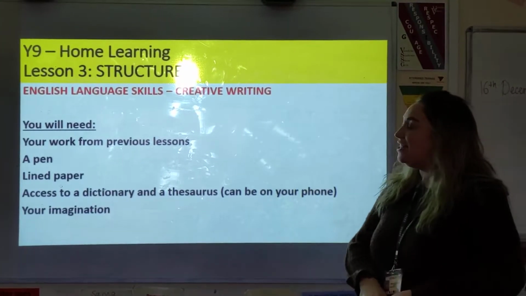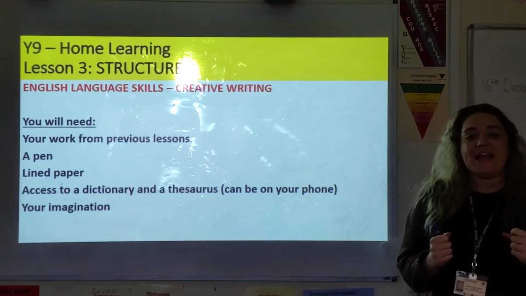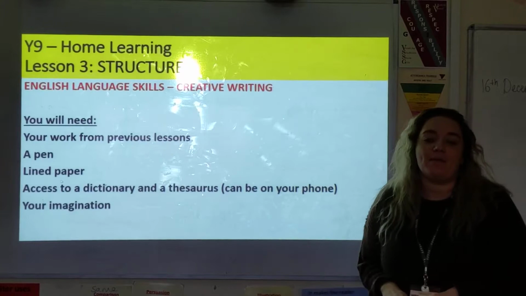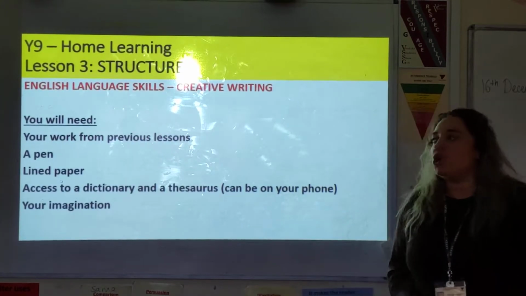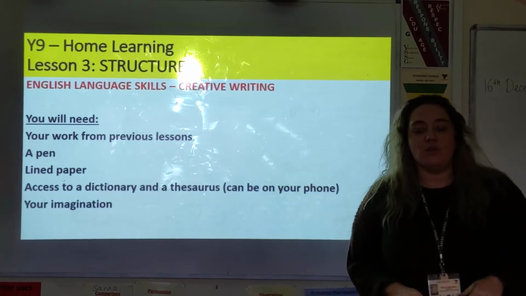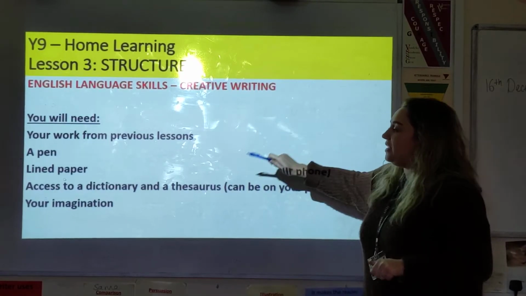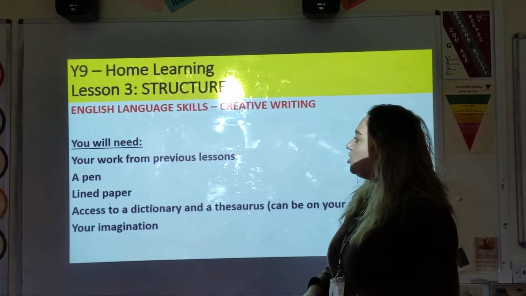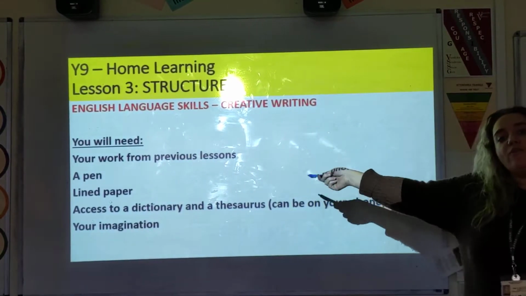Lesson again, and we're up to lesson 3 of your creative writing challenge. Now this lesson is not as exciting as the vocabulary lesson that I did earlier in the week. This is all about structure. So what you will need, as always, is your pen, lined paper, preferably your phone again to use a thesaurus, and your imagination, and more importantly you'll need your work from previous lessons.